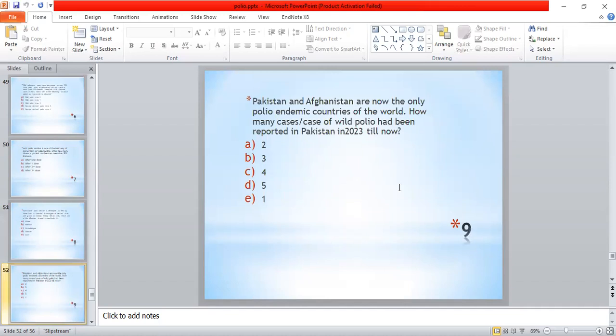Question number 9. Pakistan and Afghanistan are now the only polio endemic countries of the world. How many cases of wild polio have been reported in Pakistan in 2023 till now? The answer is B. Only one case has been reported in 2023 till now.